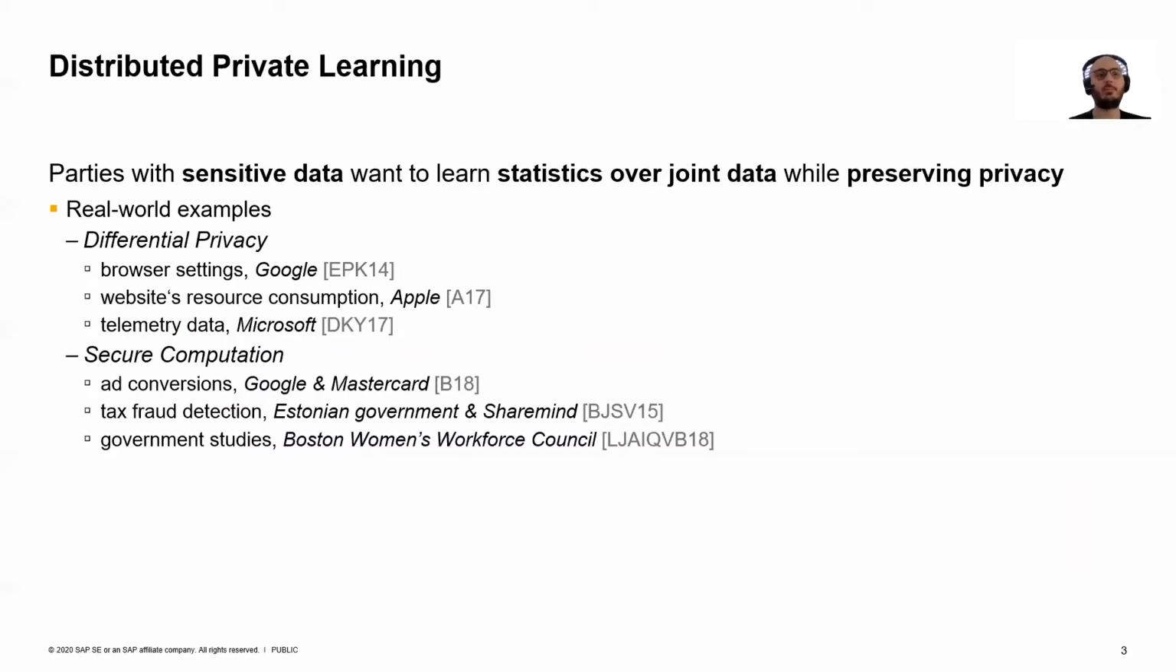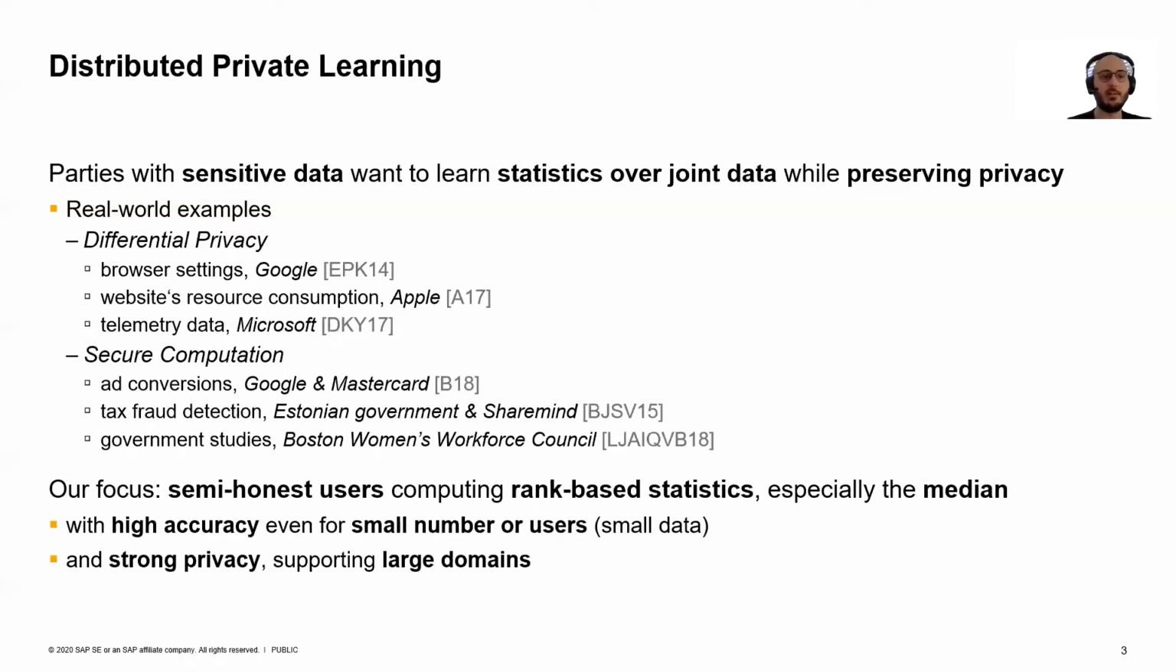Distributed private learning is a problem where parties with sensitive data want to learn statistics over their joint data while preserving privacy. There are many real-world examples. Differential privacy, for example, is used by Google to collect browser settings. Apple uses it for website resource consumption collection, and Microsoft uses it for telemetry data. Secure computation, a cryptographic tool, which we explain shortly, is used by Google and MasterCard reportedly to perform ad conversion, meaning they track how online advertising leads to offline purchases. And there are different government studies like tax fraud detection and wage gaps.